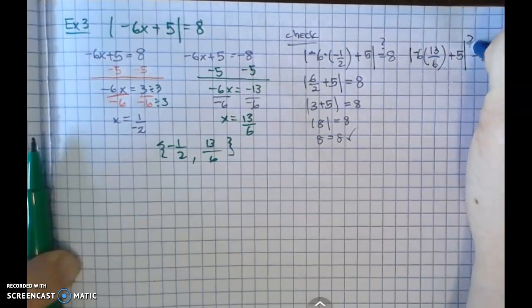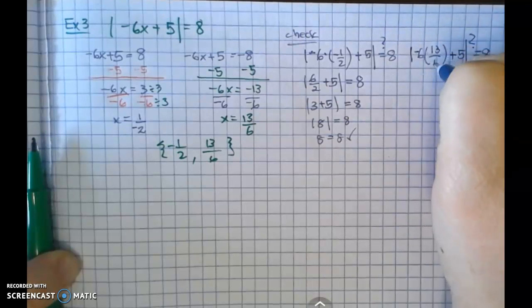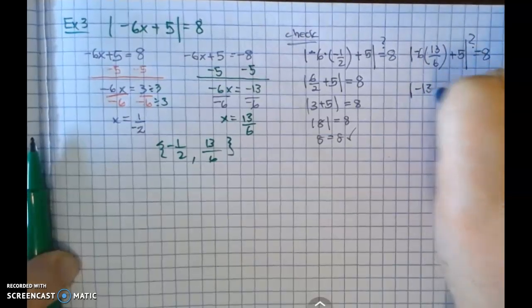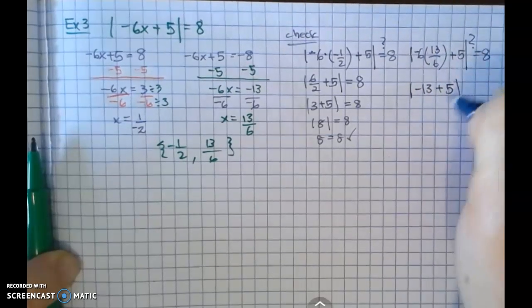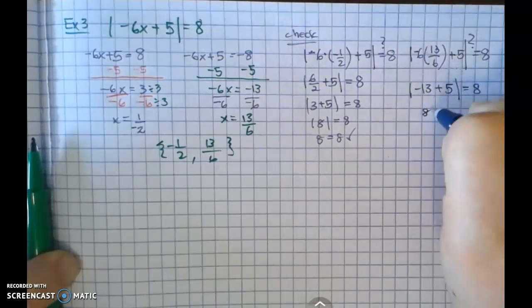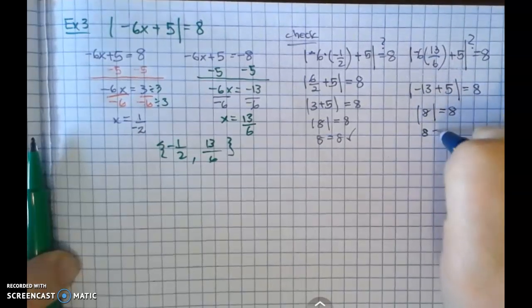The other equation is the absolute value of negative 6 times 13 over 6 plus 5, which is equal to 8. Is it true? Negative 6 times 13 divided by 6, the 6 and 6 cancel out, and you are left with negative 13 plus 5, which is negative 8. The absolute value of 8 is, again, 8, so 8 is equal to 8.